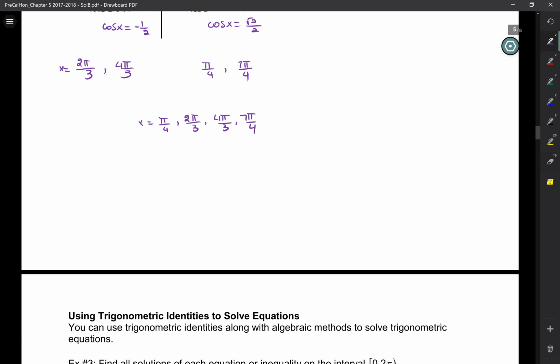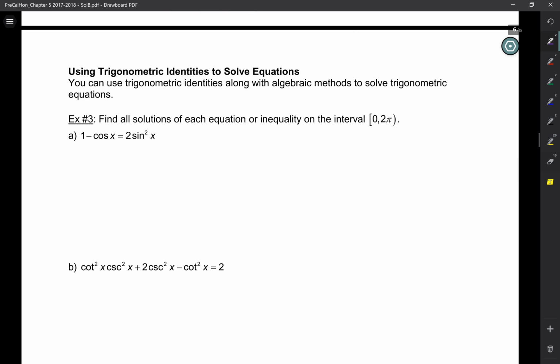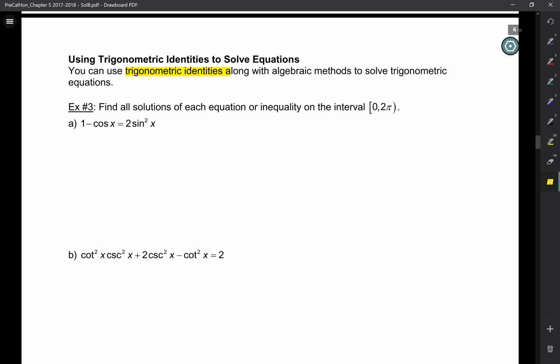All right. So these are the basic ones where you could just use your algebraic methods. Most of the time, you're going to be using trig identities in conjunction with algebraic methods. So let's use some trig identities along with our algebraic methods to solve these. Again, we're solving over 0 to 2 pi.